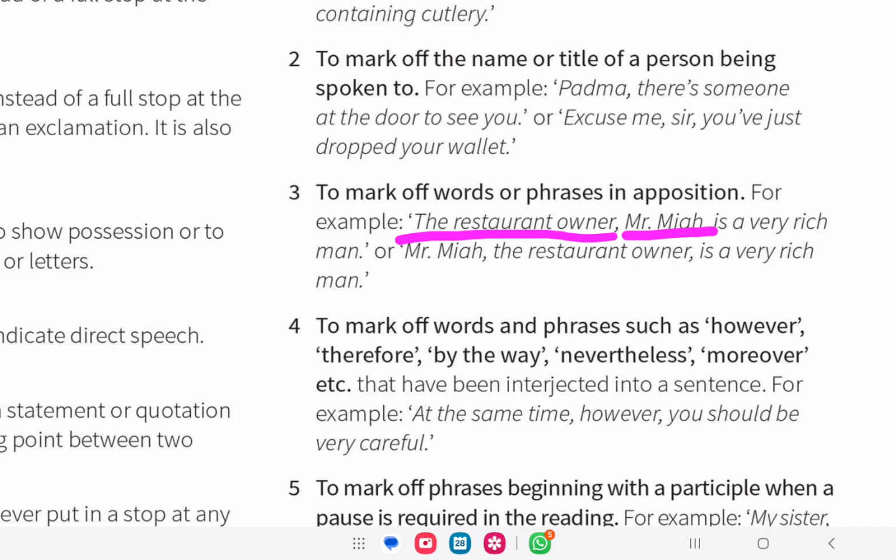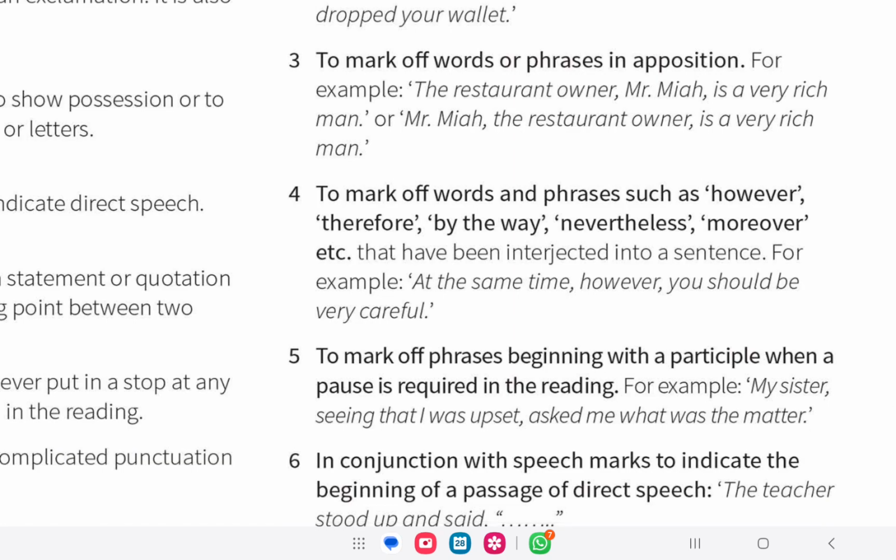The restaurant owner, comma, Mr. Mia, comma, is a very rich man. Or Mr. Mia, comma, the restaurant owner, comma, is a very rich man. You are going to separate them with the help of a comma. And remember, this is not something that you should take lightly. This is something that you need to take care of. And if you do not take care of all these things, you cannot improve your writing style, you cannot improve your accuracy.